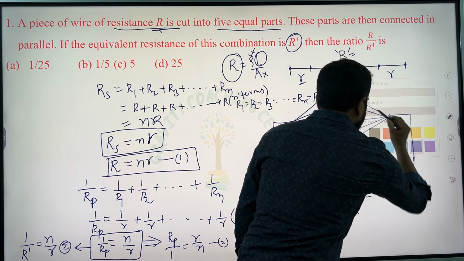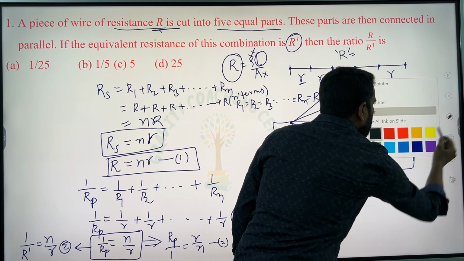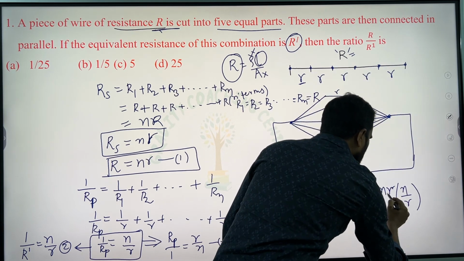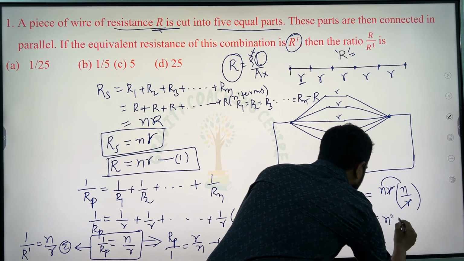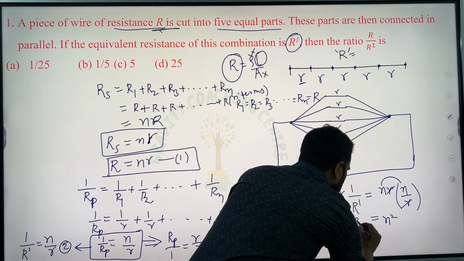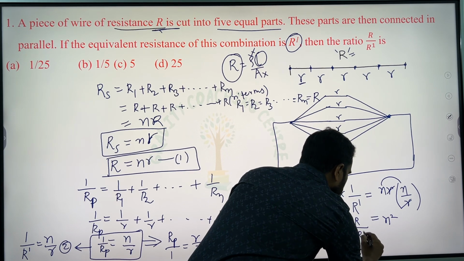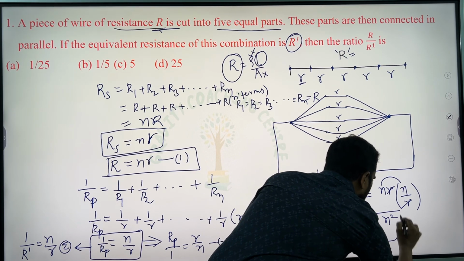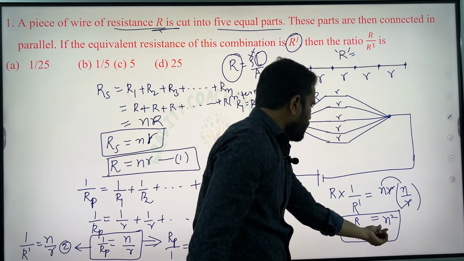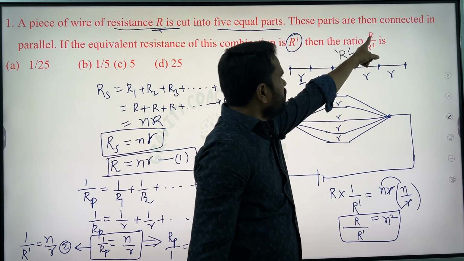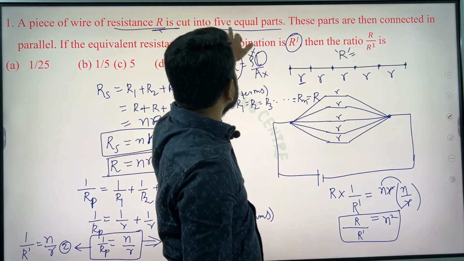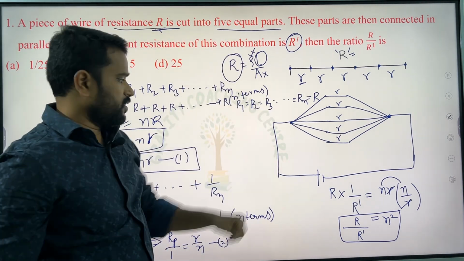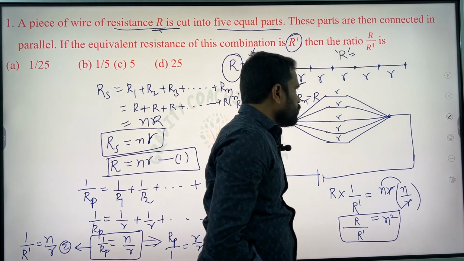R gets cancelled. Here R gets cancelled, right? N into n becomes n square. Here R into 1, R by R dash. So R by R dash is equals to n square. So we have got a general term when we have n number of resistors. But here how many resistors we have? 5 resistors. So put n equal to 5.